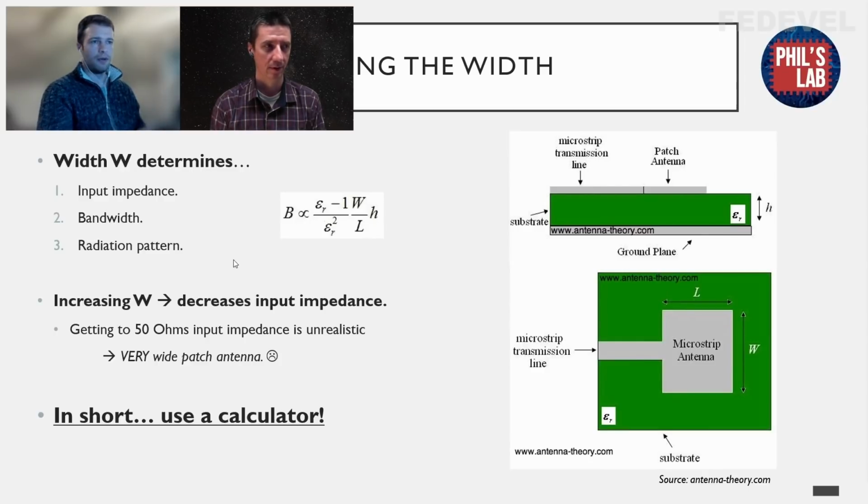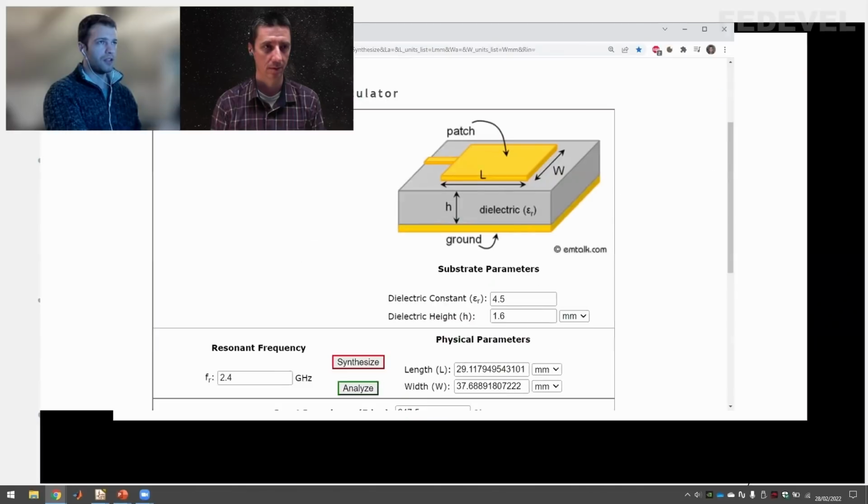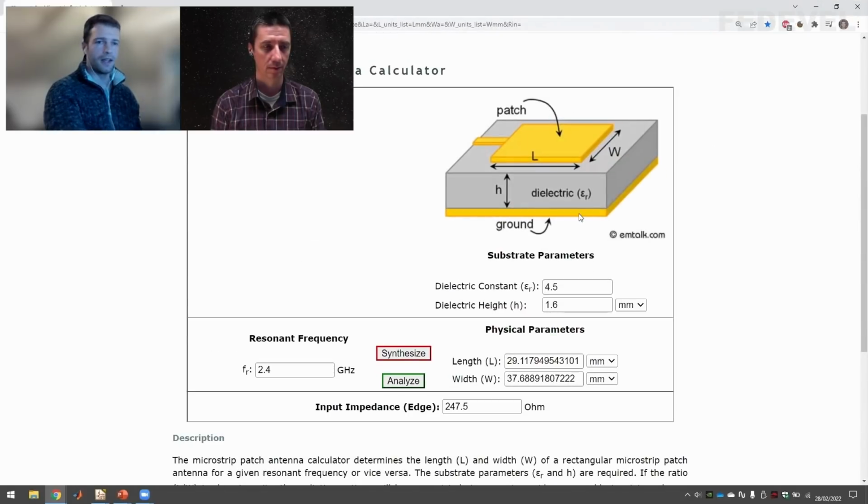Okay. So as we saw before, increasing W, the width, actually decreases the input impedance. I know you said before 50 ohms is going to be very unrealistic. You're going to have a very, very wide antenna. The short answer for everything, as usual, is that at the end of the day you're just going to be using a calculator again. And as before, we can just use this EM-Talk calculator or any other calculator found on the internet, and that gives us a width of 37.7 millimeters.